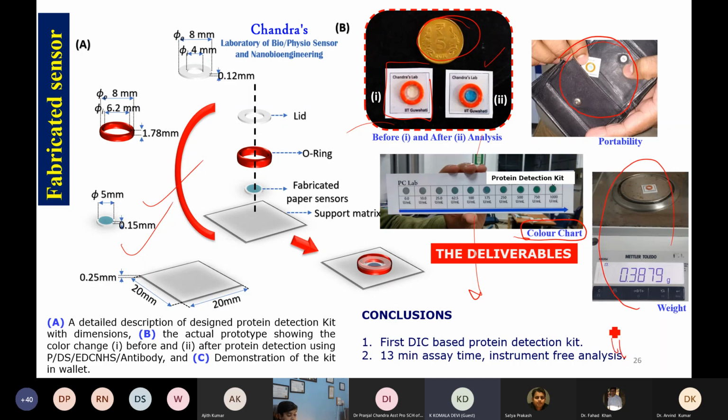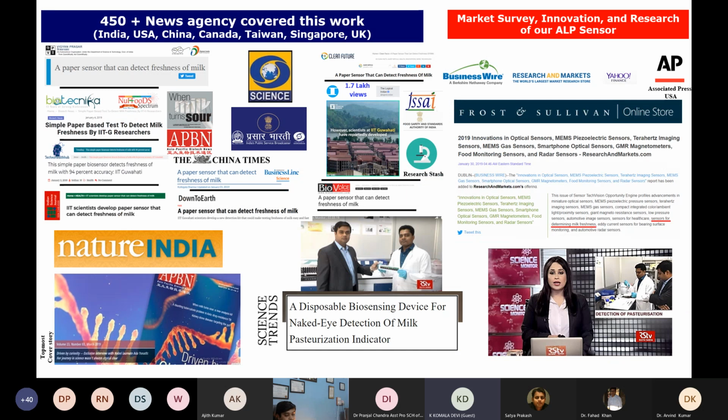So this is the first report of a digital image colorimetry based detection system, and it takes 13 minutes to detect the whole thing. We have had a lot of news coverage in this case. We also appeared on Rajya Sabha TV. This was one of the 12 most innovative sensors in the whole world, and it got 1.7 lakh views in just one or two hours. We were in the news, and FSSAI also endorsed our research.